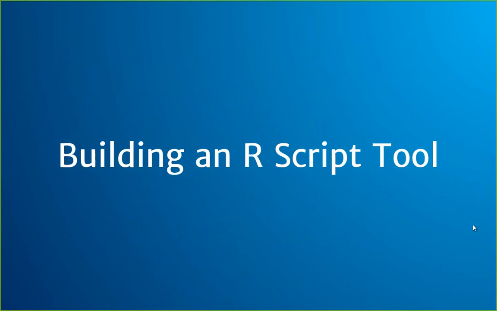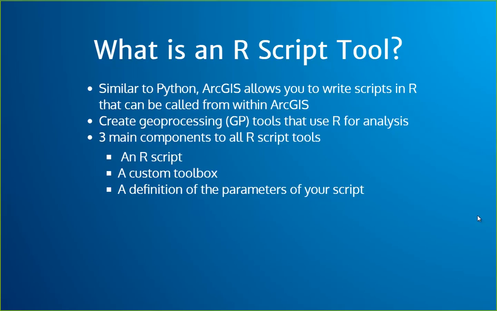So now that we've reviewed the ArcGIS Binding package, that deals explicitly with interfacing to ArcGIS from within R. But what if we want to do the inverse of that? We want to interface to R from within ArcGIS. And in that case, you're going to want to build an R script tool. So what is an R script tool?